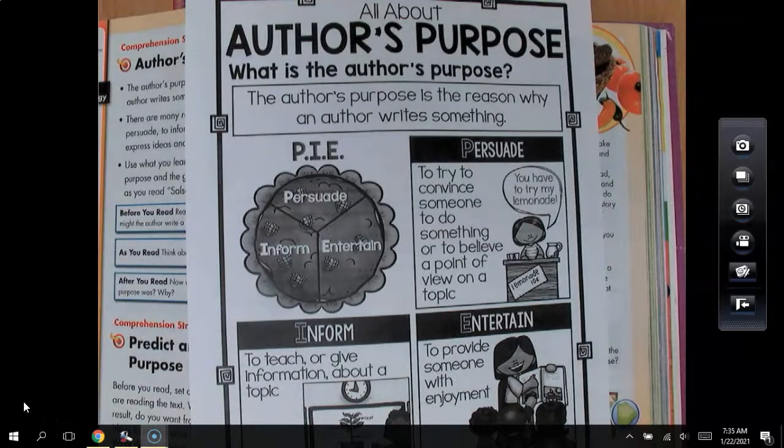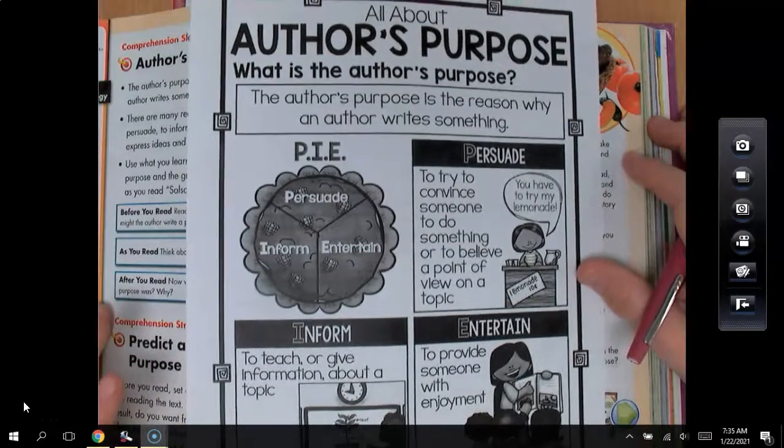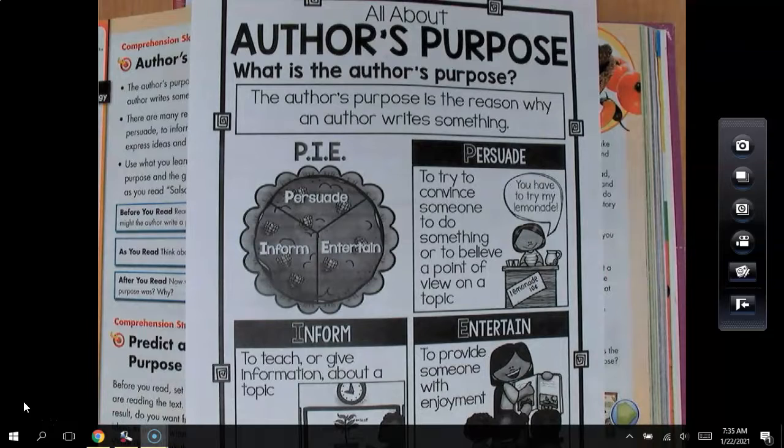Okay, so our skill this week is author's purpose. Remember, when we talk about a skill, we know it's important to really focus and pay attention because this skill is going to be on our test when we take our test.